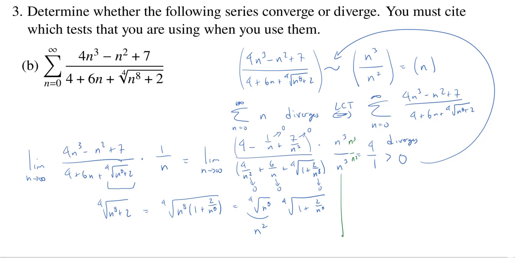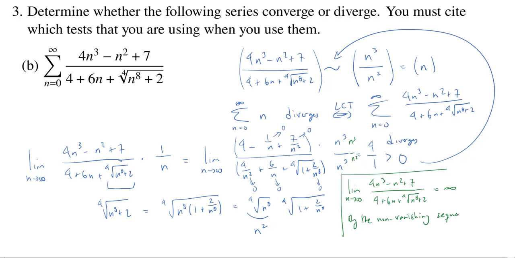All right, so alternatively, we could say take the limit as n goes to infinity of 4n cubed minus n squared plus 7 over 4 plus 6n plus the fourth root of n to the 8th plus 2. And this limit is equal to infinity. Therefore, in particular, it does not converge to 0. So by the non-vanishing sequence test, the original series, and I won't copy all that down, diverges.